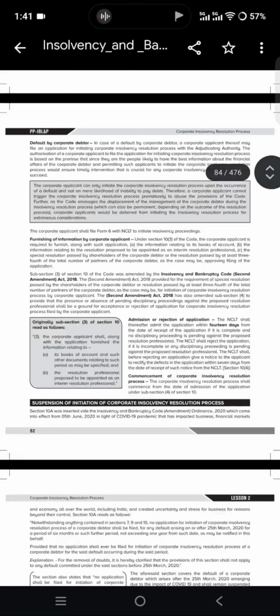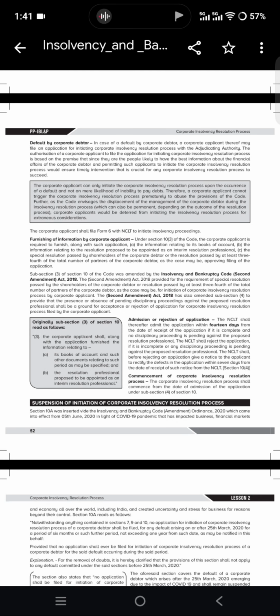Further, as the code envisages the displacement of management of the corporate debtor during the insolvency resolution process, which can also be permanent depending on the outcome of the resolution process, a corporate applicant would be deterred, meaning feared, from initiating the IRP for extraneous consideration. Corporate applicant shall file in Form 6. So FC is in Form 1 and OC in Form 5, corporate applicant in Form 6.